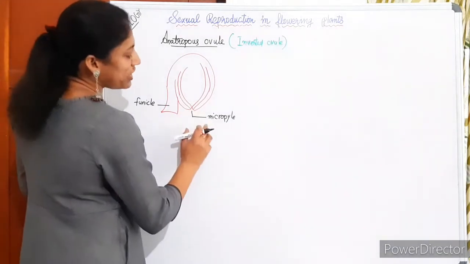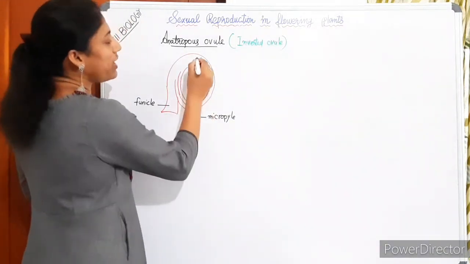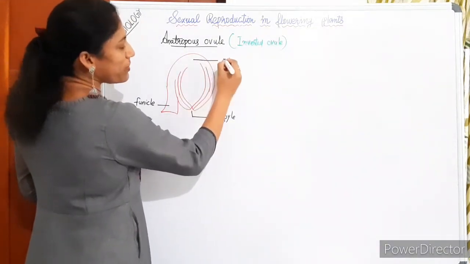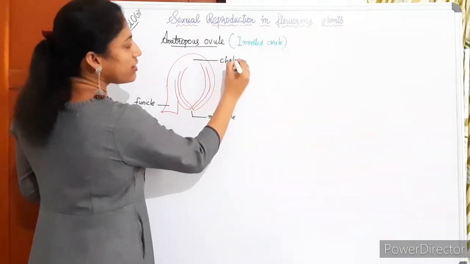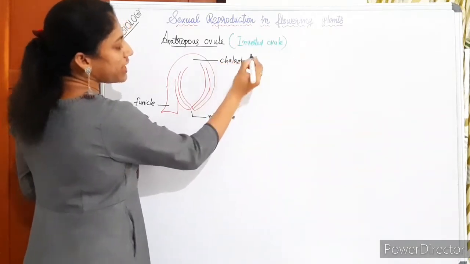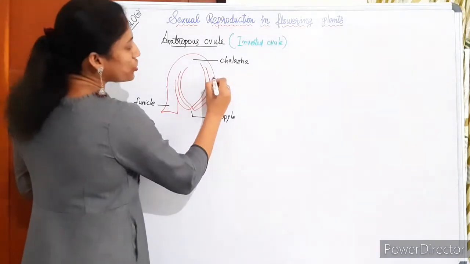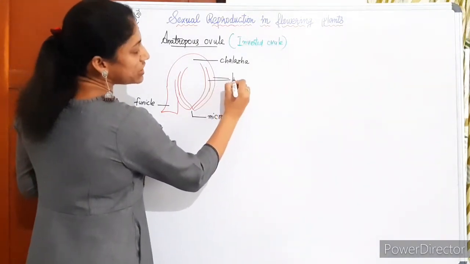And at the tip portion, there is an opening called micropyle. The opposite portion of the micropyle is called chalaza. The opposite end is called chalaza. And the 2 protective coverings are integuments.